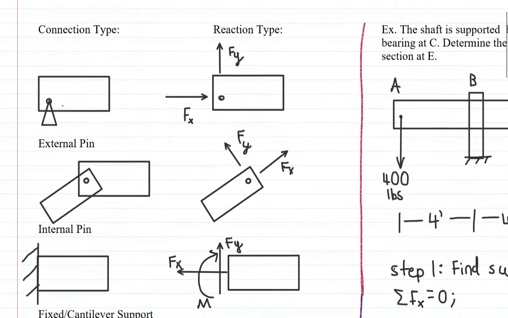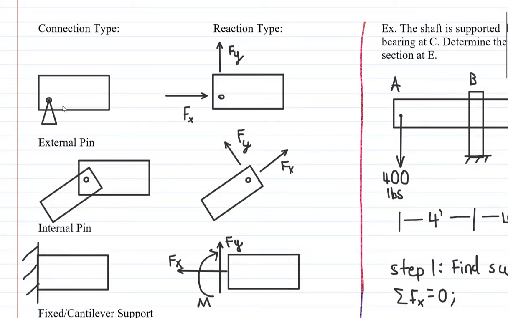So our first connection type is the external pin, and it has 2 reactions, one horizontal reaction, Fx, and one vertical reaction, Fy. These are the assumed directions, and if you receive a negative value in your analysis, you have assumed the wrong direction.